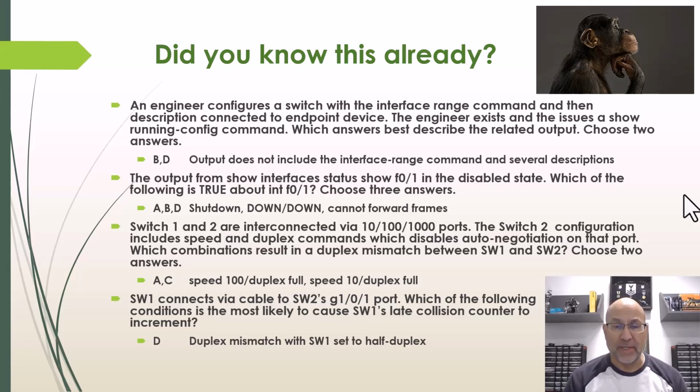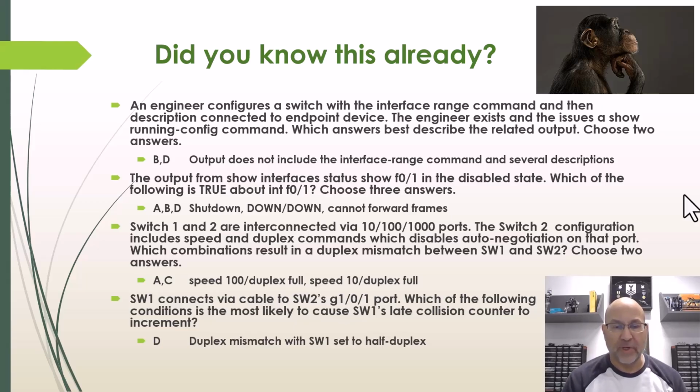So switch 1 and 2 are connected via 10, 100, 1000 ports. The switch 2 configuration includes speed and duplex commands, which disables the auto negotiation for that port. Which combinations result in a duplex mismatch between switch 1 and switch 2? Choose two. Well, we have to know a couple things here. One is that the speed will determine the duplex nature. And in both cases, the duplex mismatch with an auto configuration port will happen when you have the speed of 10 or 100 and a full duplex, because both of those would result in half duplex.